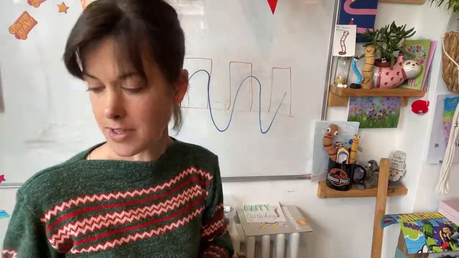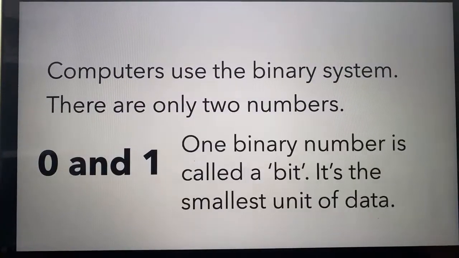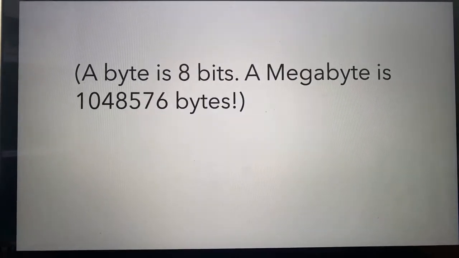Okay, right, so let's talk about bits very briefly. What is a bit? What's a byte? Well, one binary number is called a bit. It's just the smallest unit of data that there is. So a 0 or a 1 travelling through my phone is 1 bit. It's the smallest unit of data that you can get, and a byte, which you've probably heard of, is 8 bits.